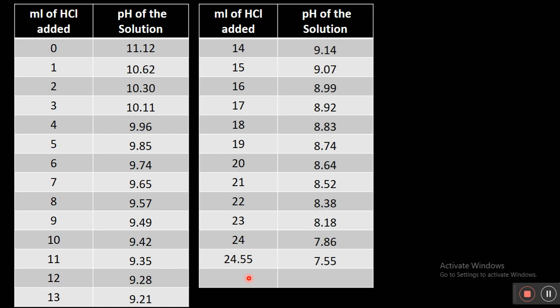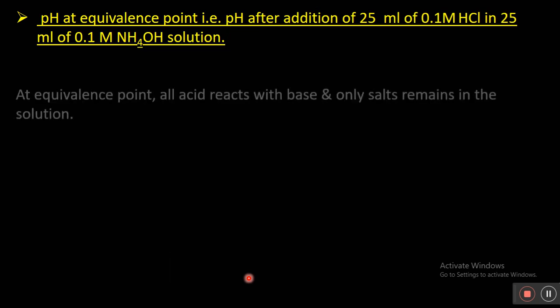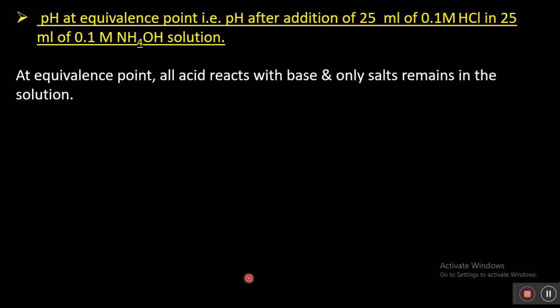Now let us calculate pH at the equivalence point. Means when 25 ml of 0.1 molar HCl solution is added to the 25 ml of 0.1 molar basic solution, then what will be the pH of the solution? Okay, what is equivalence point? The point at which equivalent quantities of acid and base react together is called as equivalence point. Okay, so at equivalence point all acid reacts with base and only salt remains in the solution.